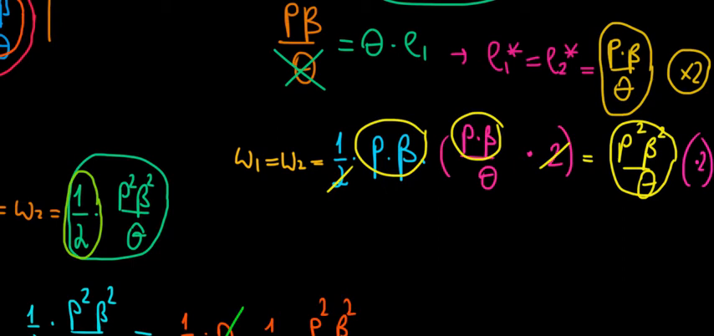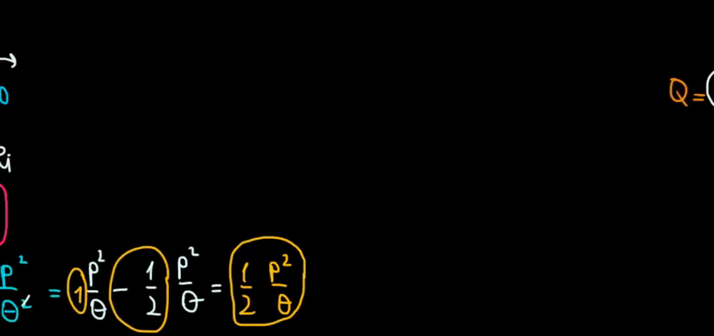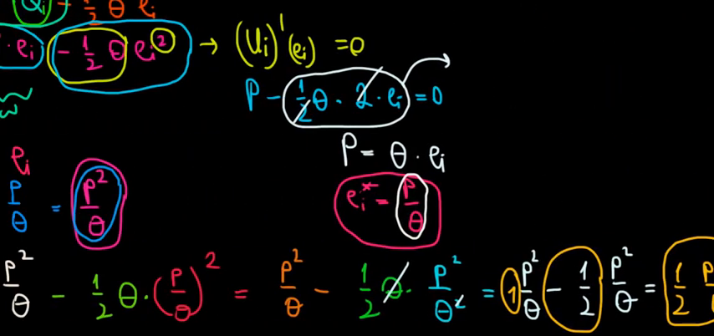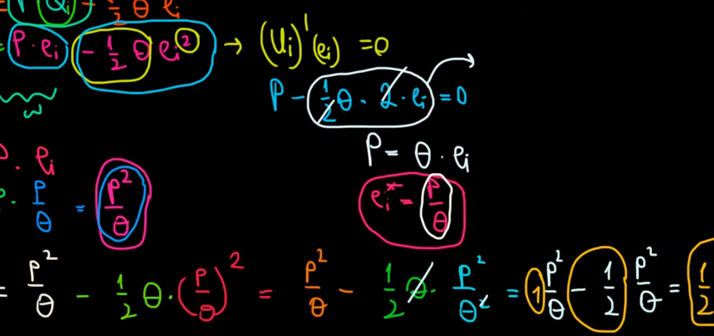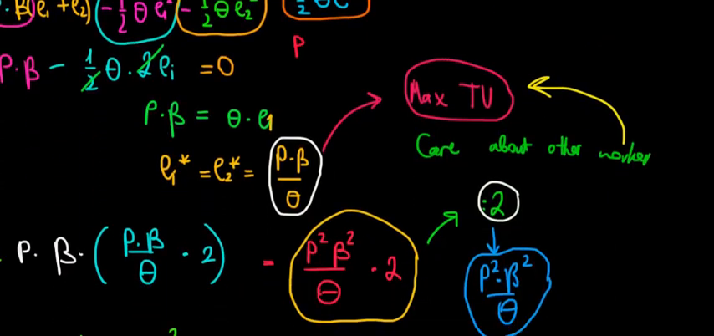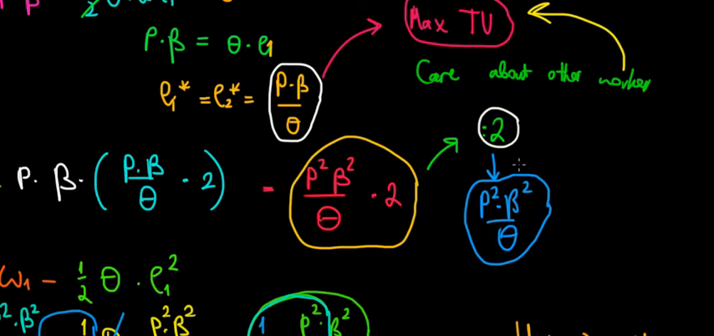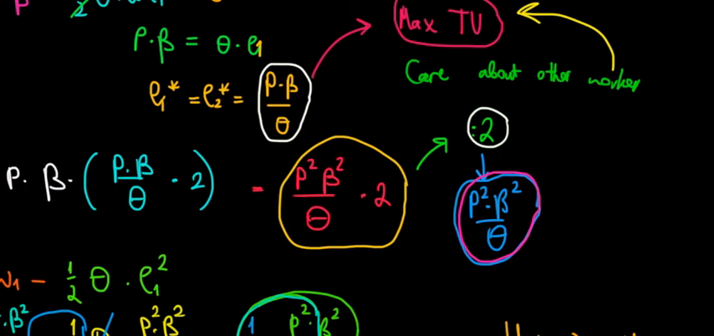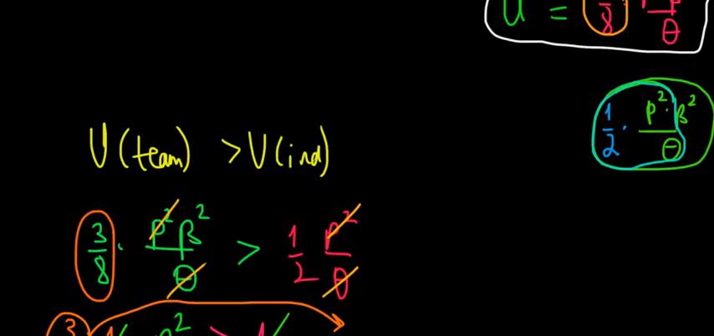And look at part B as well, where we had it over here. The income was the same, right? Caring about each other or maximizing team utility gives the same results. There it is. This is what the income used to be. We maximized team output, divided it by 2. This was the result, which is the same as P square beta square over theta. So we're just proving what we discussed in the previous video, as we expected.